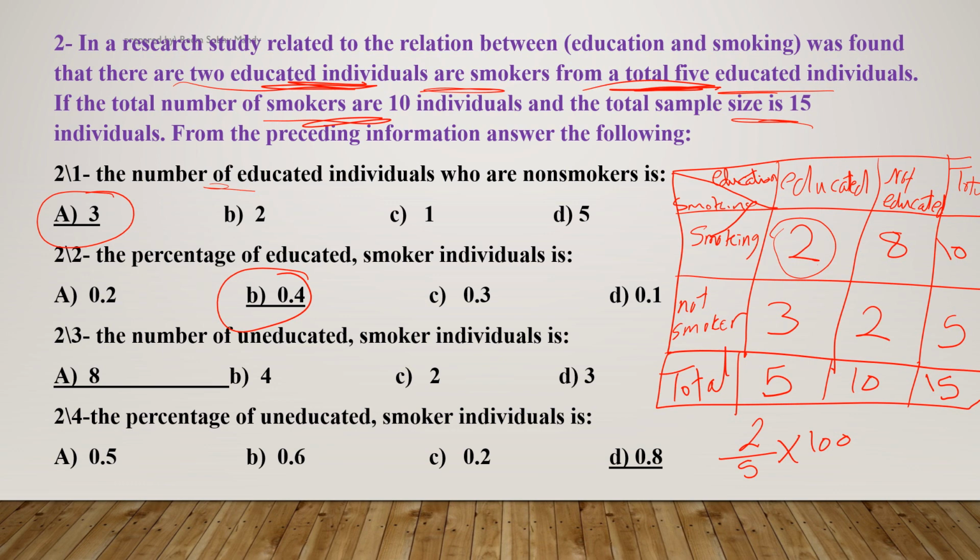Question 3. The number of uneducated and smoker individuals, so uneducated and smokers equals 8, so the correct answer is A. The percentage of uneducated and smokers individuals. Uneducated and smokers equals 8, so the percentage is 8 over 10 times 100. This means 8%.